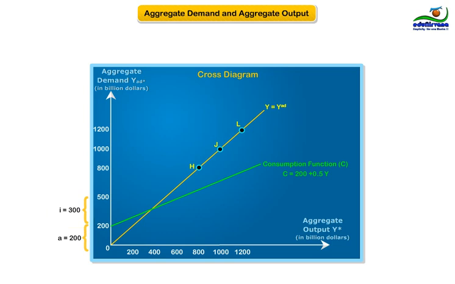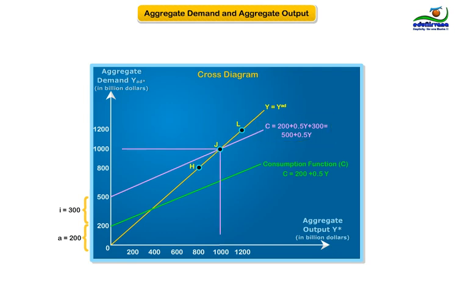The aggregate demand function, Y AD, is equal to C plus I, the vertical sum of the consumption function line, that is, C is equal to 200 plus 0.5Y, and planned investment spending, that is, I is equal to 300. Aggregate demand can then be expressed as C is equal to 200 plus 0.5Y plus 300.